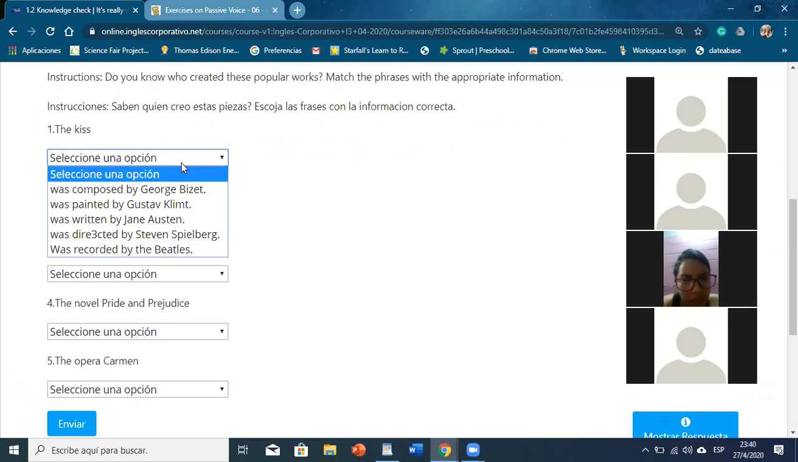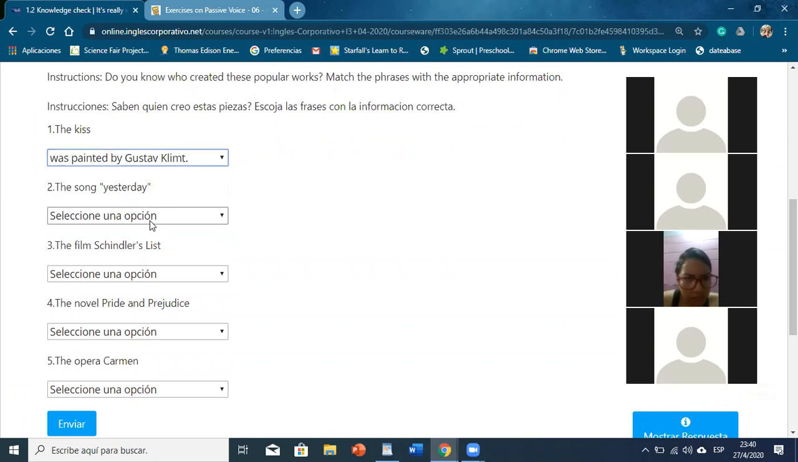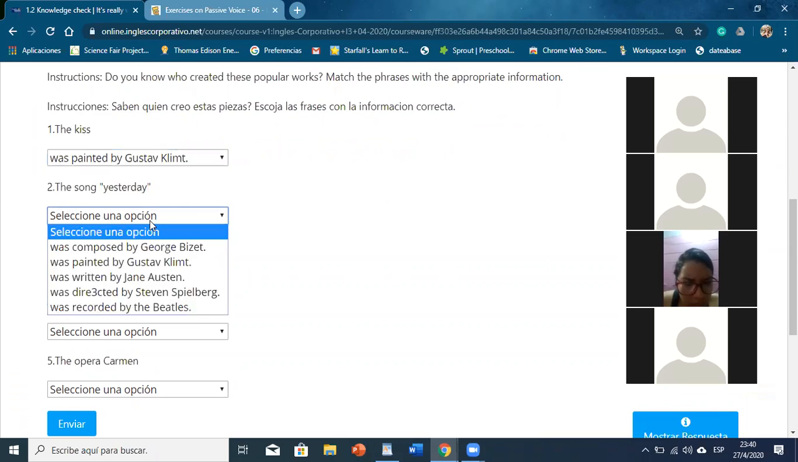Ooh, the kiss. I have no idea. What is that kiss? Is that a song? The Kiss was painted by Gustav Klimt. Okay. Let's see. Number two, what do you think the answer is?